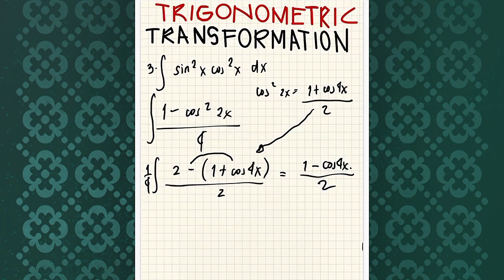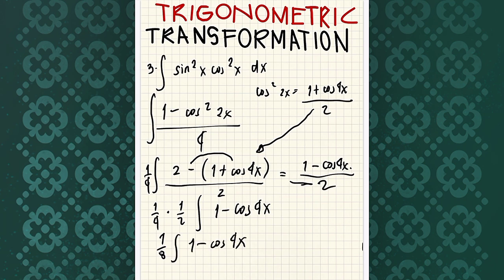The next thing to do is 1/4, so multiply by 1/2 to take out the constant here. So the integral of 1 minus cos 4x, this will become 1/8. The integral of 1 minus cos 4x.